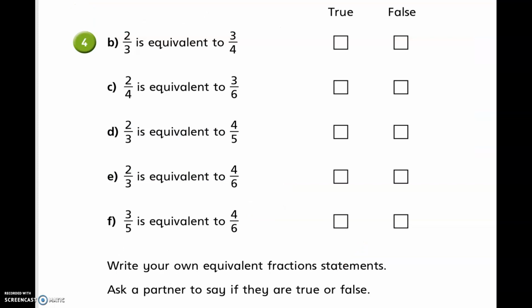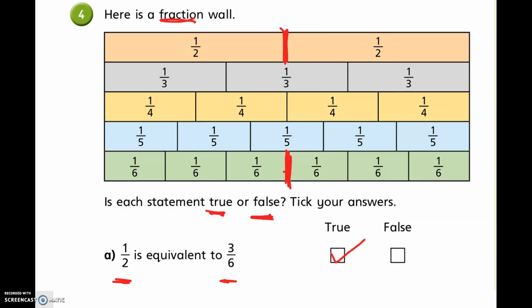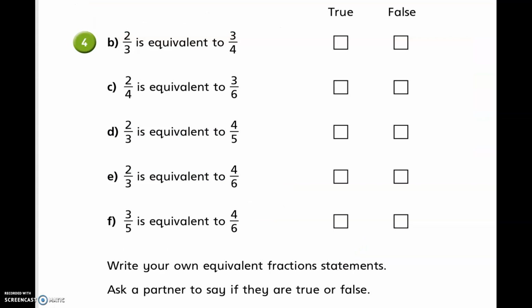Part 4 continued, 4B. 2/3 is the same as 3/4. Well, all you have to do is go to 2/3 and go down to see if 3/4 matches. And indeed 3/4 does not match because it's over here. So that must be false.